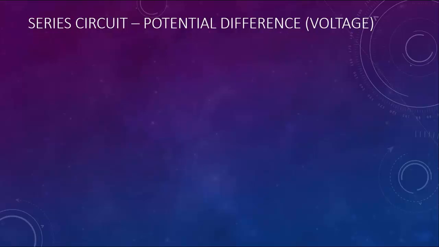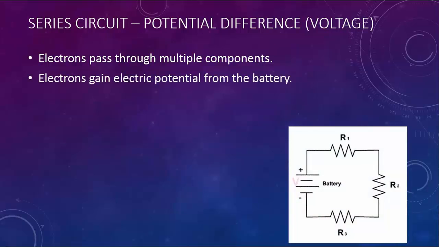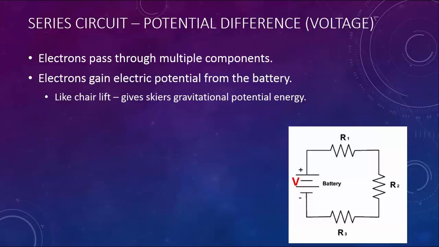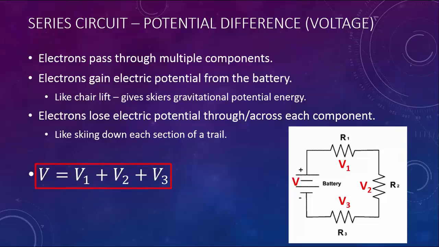Let's begin with series circuits and discuss potential difference or voltage. Electrons now are going to be passing through multiple components. The electrons gain electric potential from the battery. This is just like a chairlift, which gives skiers gravitational potential energy. Electrons are going to lose electric potential through or across each component. This is like skiing down each section of a trail. You'll lose some gravitational potential energy on each section. This means that the sum of the potential differences at each component should be equal to the potential difference of the battery. For series circuits, V equals V1 plus V2 plus V3.